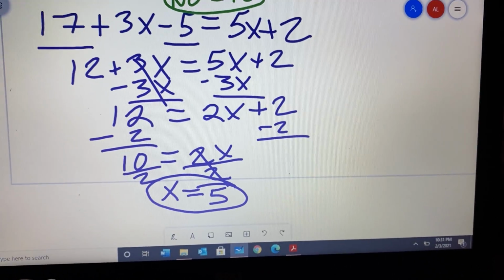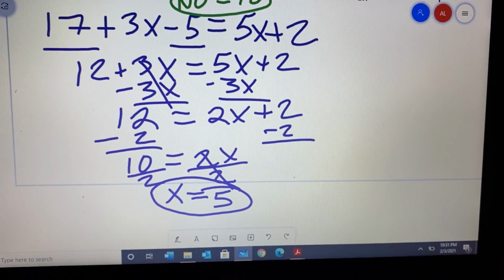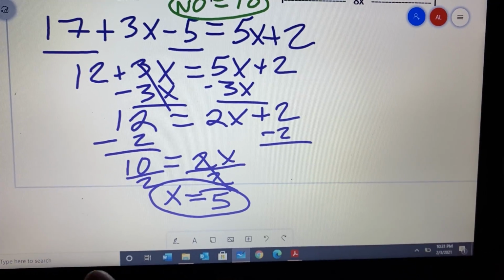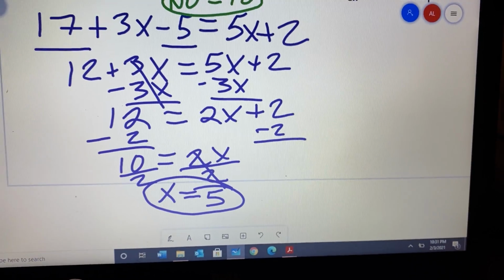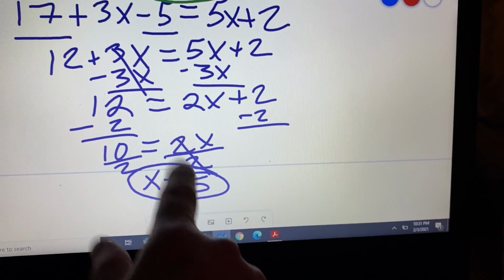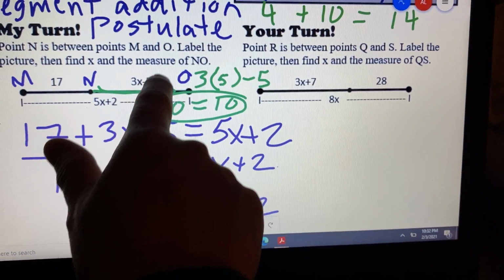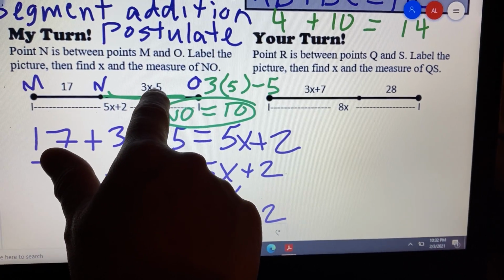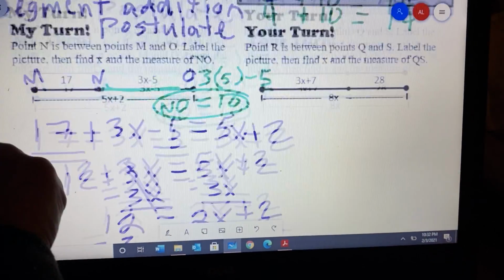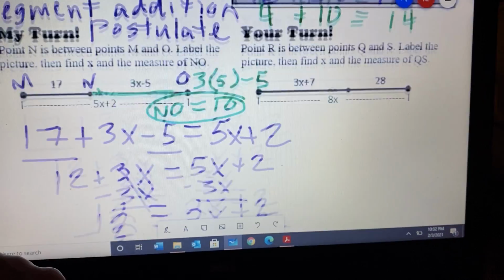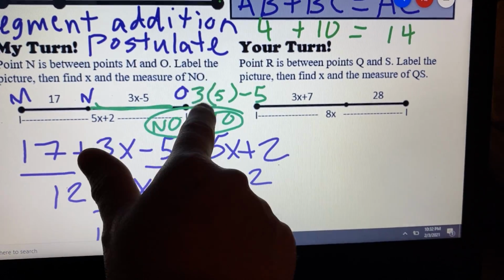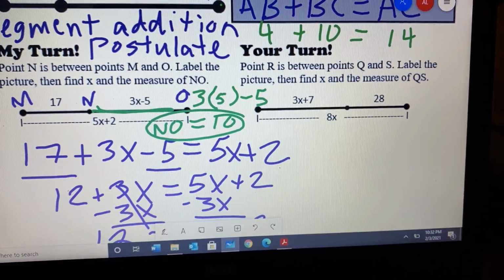Distribute, combine like terms, move the variable, undo addition and subtraction, undo multiplication and division. We got our answer. X is 5. And then to find the length of NO, this is the expression that represents the length of NO, except for x, we plug in that 5. And then 3 times 5 was 15. 15 minus 5 is 10.